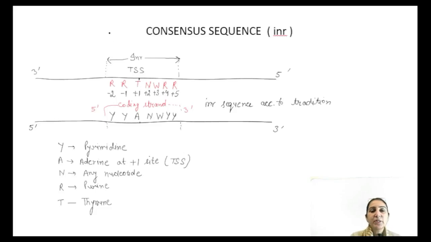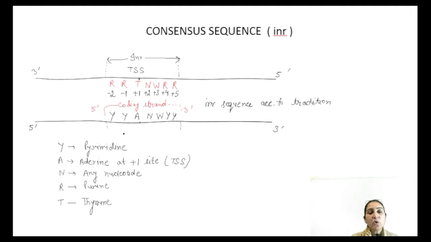So in this video, let's see what consensus sequences are. Consensus sequences are frequently and consistently occurring sequences in the DNA. In this video, let's see what the sequence of the INR consensus sequence is. The INR consensus sequence is present in human beings. It can be written as YYANWYY.